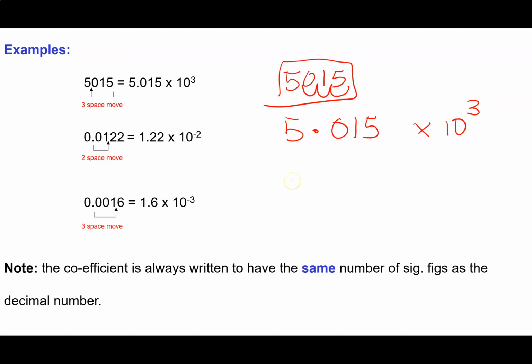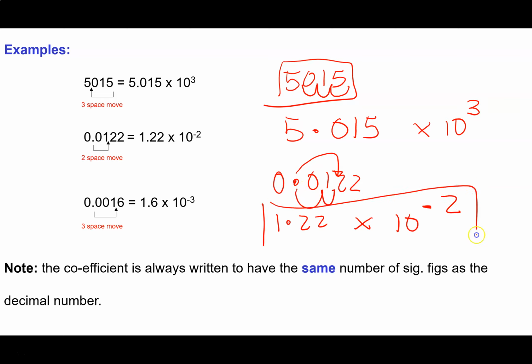Okay, so my next number, 0.0122, I need to move my decimal point so I have one non-zero number to the left of the decimal. So I'm going to move my decimal point so that the 1 is to the left of the decimal. Then I have to multiply by my power of 10. Now my original number in this case was a number that was less than 1, so I know my power of 10 will be a negative number. The size of my exponent is just equal to the number of spaces that I had to move my decimal point to get my coefficient. So that's 1, 2. So that's just going to be negative 2.